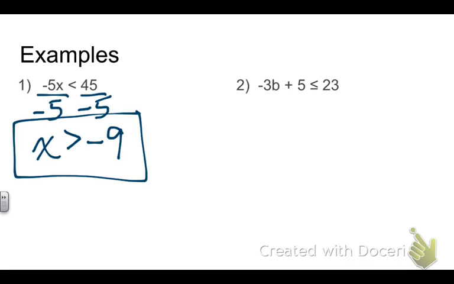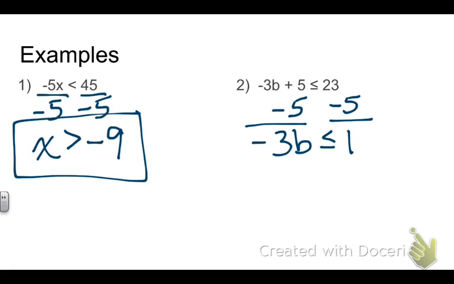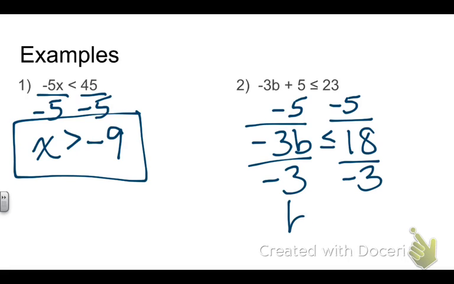Same thing with a two-step equation. We've got our plus 5, so subtract 5 on both sides. It's going to give you 3b is less than or equal to 18. b is being multiplied by negative 3, so divide by negative 3. That's going to give you b.